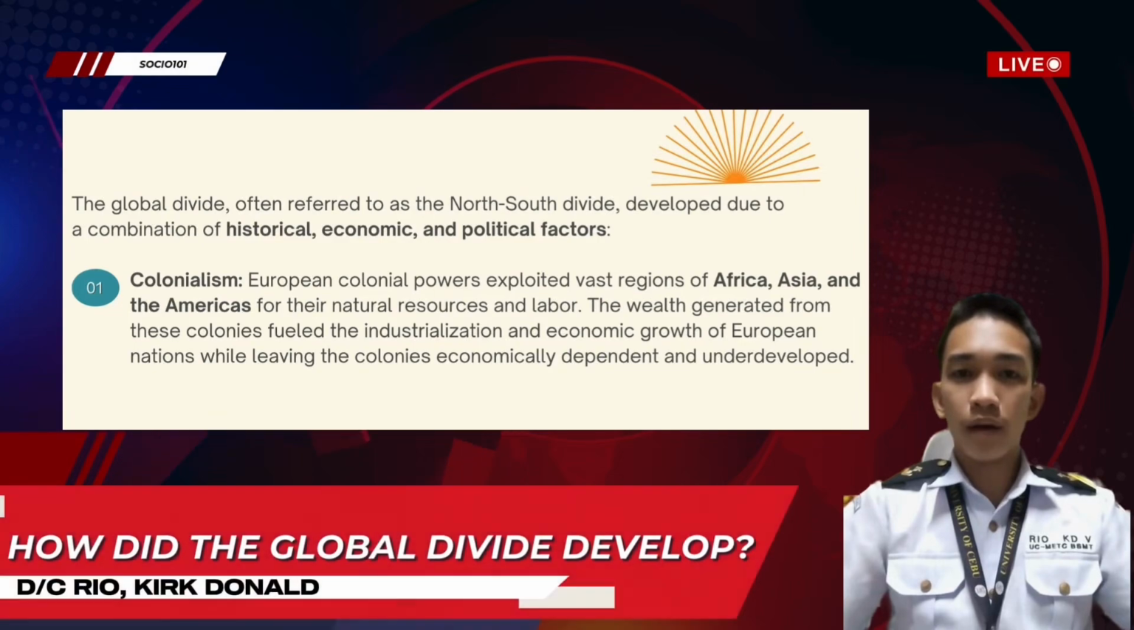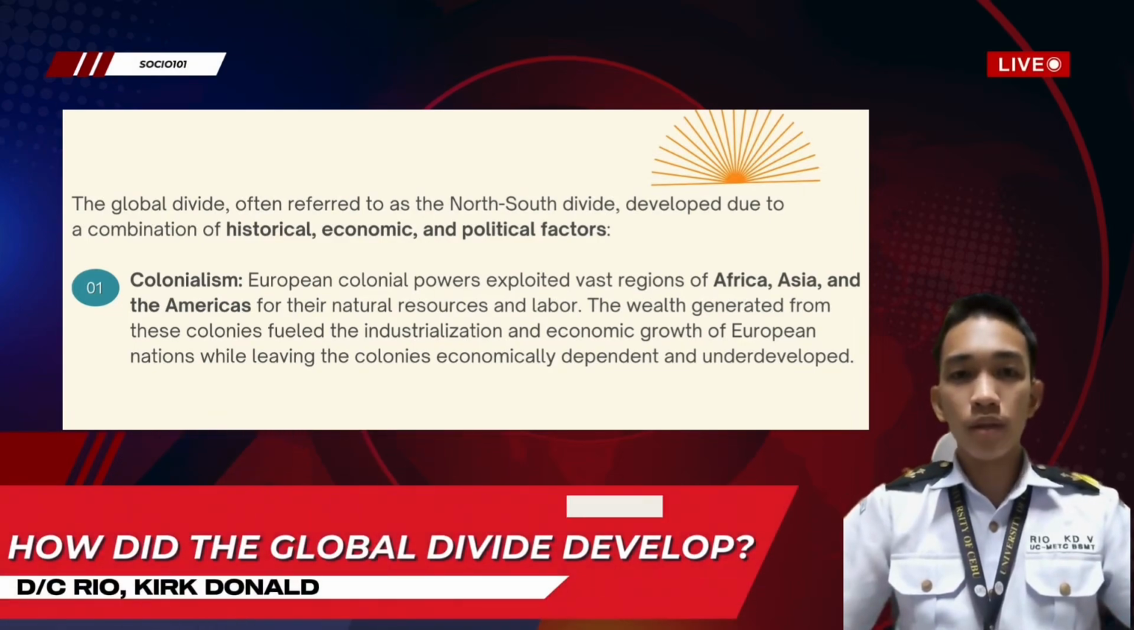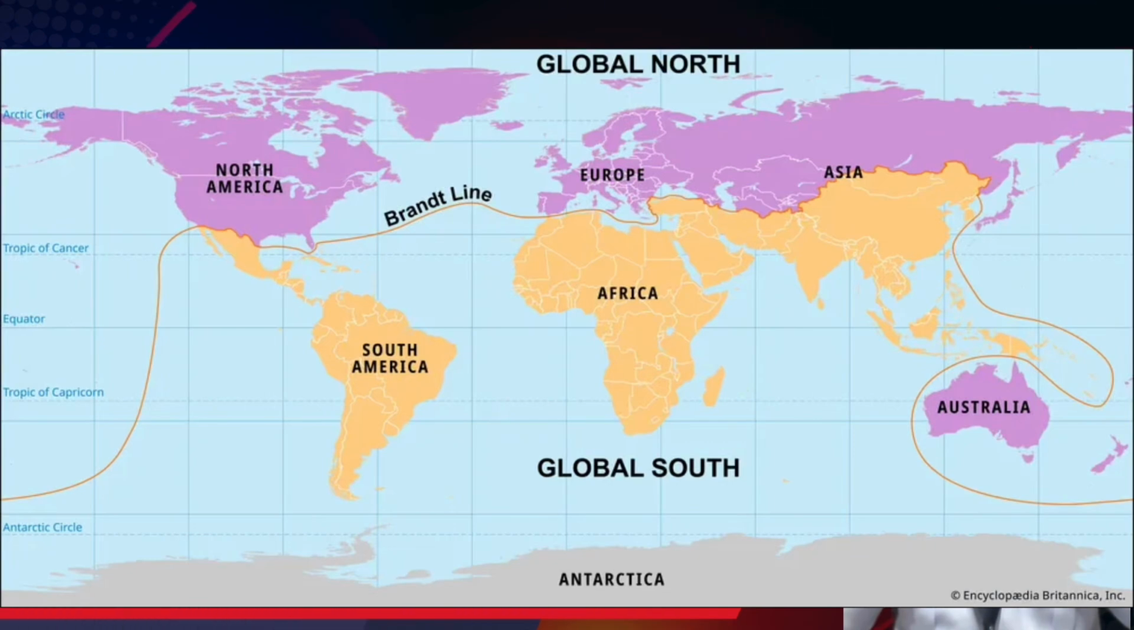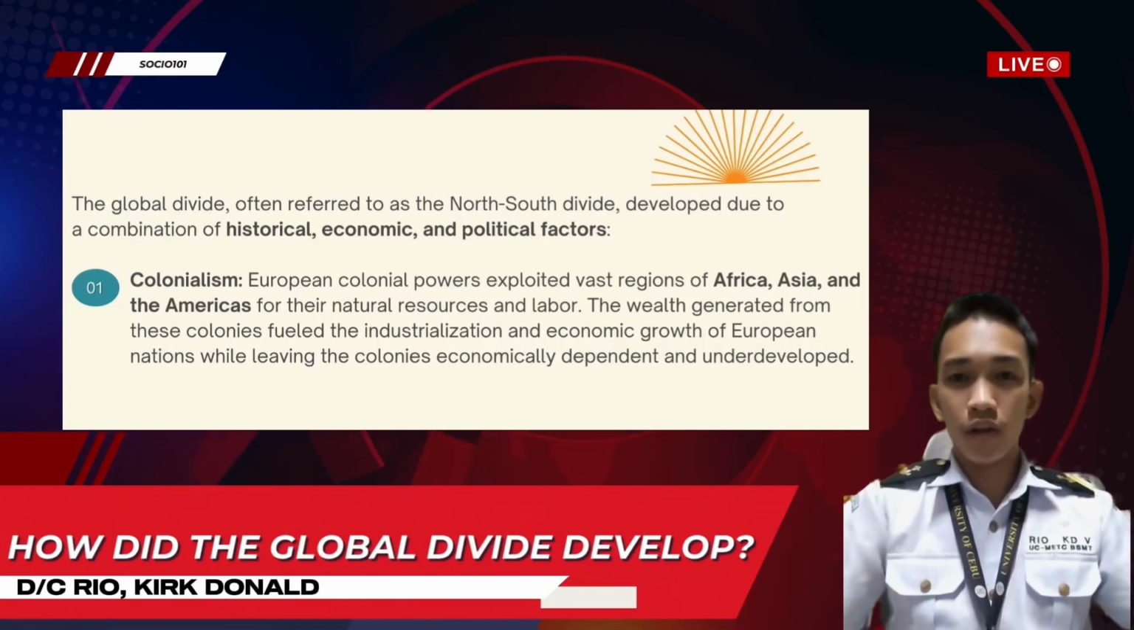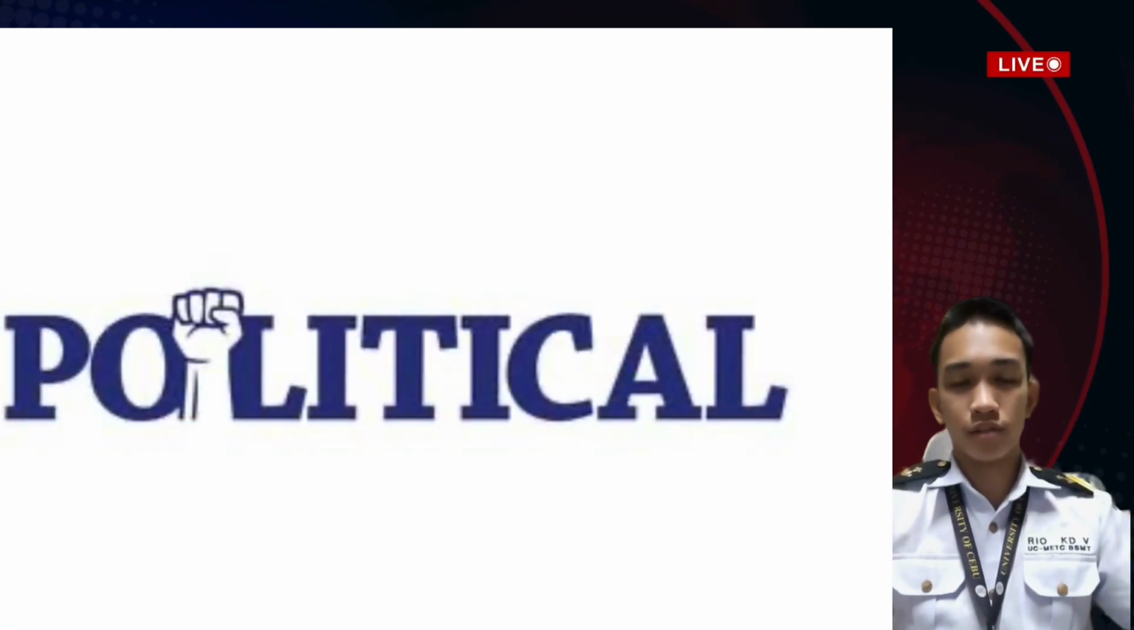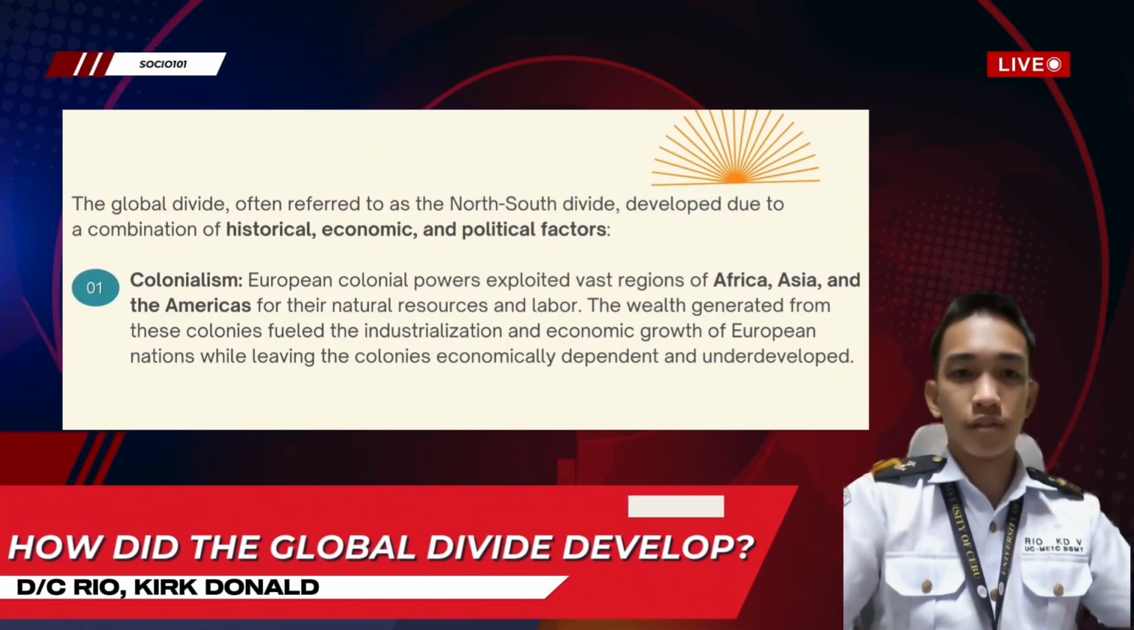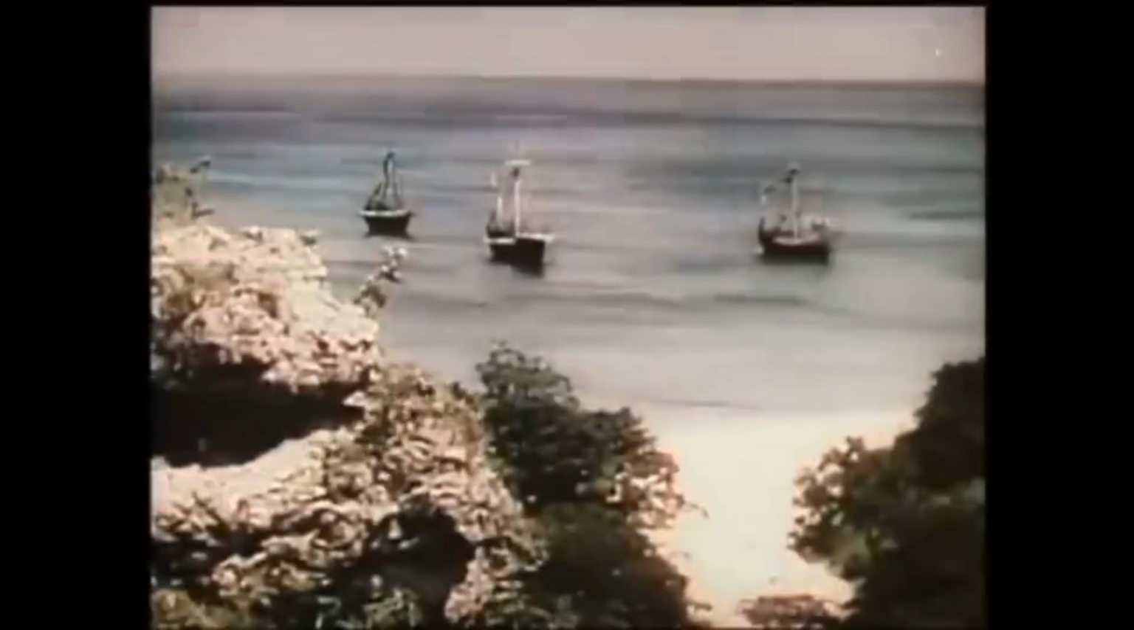How did the global divide develop? The global divide, often referred to as the North-South divide, developed due to a combination of historical, economic, and political factors. The number one factor: colonialism.